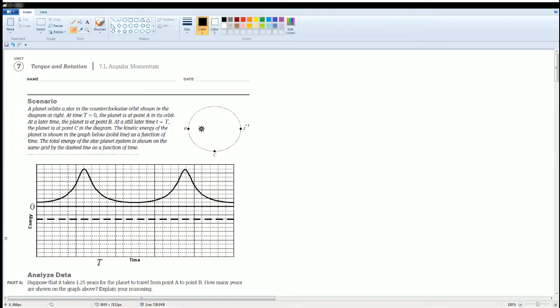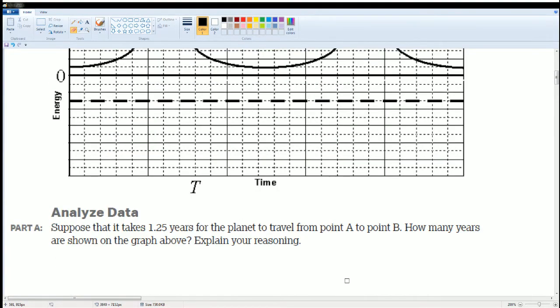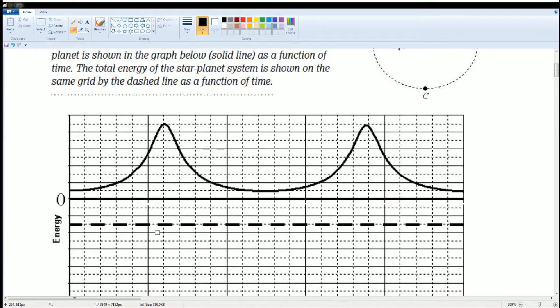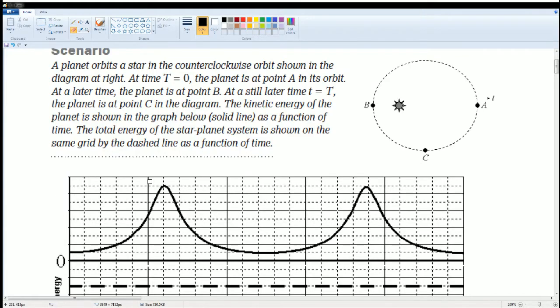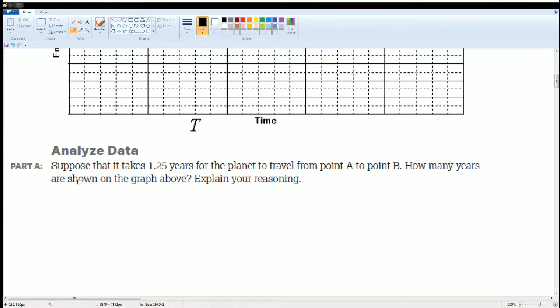Here you can read the scenario for yourself. And here's the first question. The total energy of the star planet is shown here on the grid. The kinetic energy is above here. That is the solid line, and the total energy is down here. So, the first question.